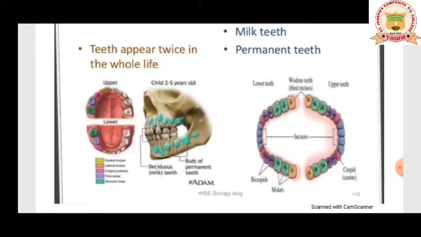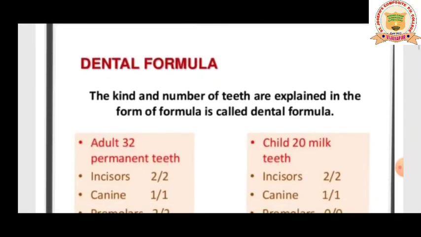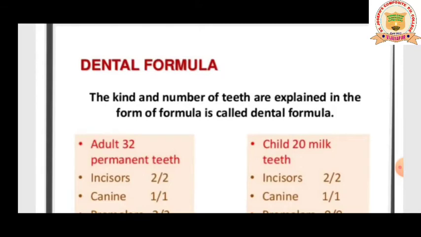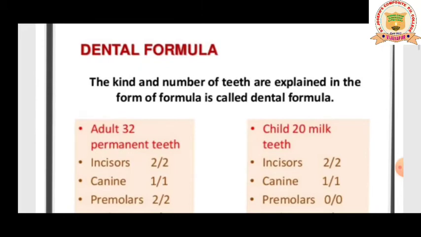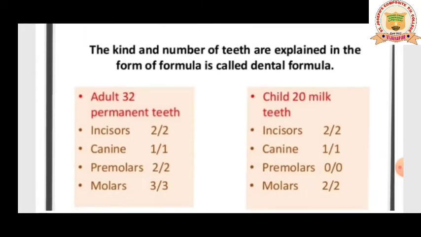You can have a look: different colors have been given so that you can identify them well, and the upper jaw and lower jaw have been separated so that you can understand. Green, purple, pink, orange and yellow colors are given to identify different kinds of teeth in human beings. So the dental formula, as I have said, explains the kind and number of teeth in the form of a formula.